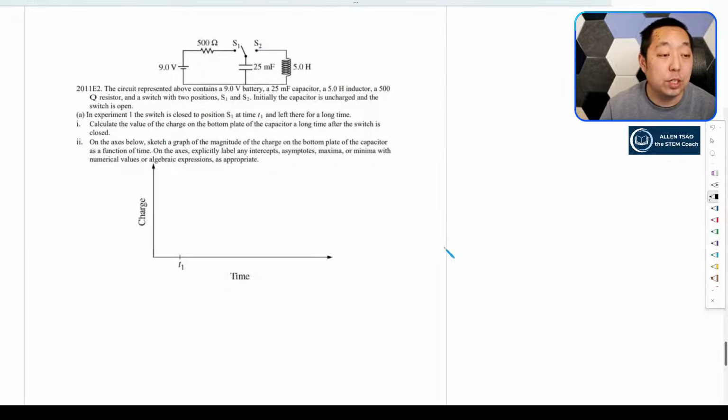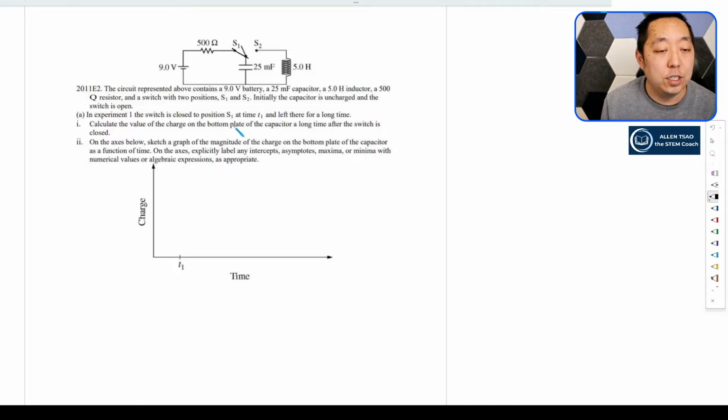So let's look through a problem here. A circuit has a 9-volt battery, 25 millifarad capacitor here, 5 Henry inductor, 500 ohm resistor, and a switch in 2 positions, S1, S2. Initially, the capacitor is uncharged, switch is open. Experiment 1, the switch is closed to position S1 at time T1, right here. So now it's an RC circuit.